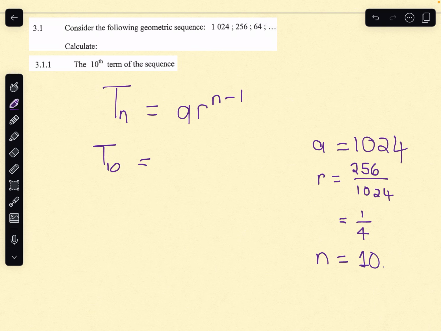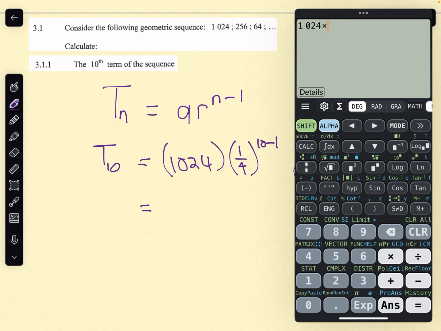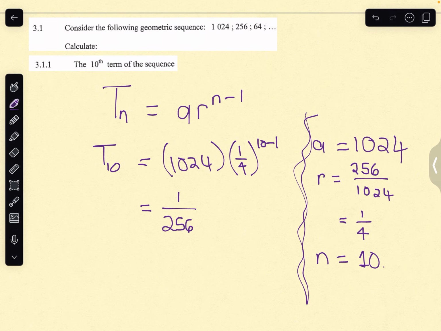Now we can put that into our formula. We have a times r to the n minus 1. What does that give us? Let's get our calculator out for that one. To the power of 10 minus 1, which is 9. That gives us 1 over 256 as our 10th term.